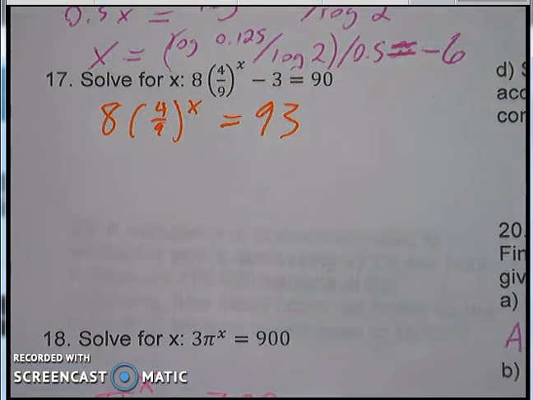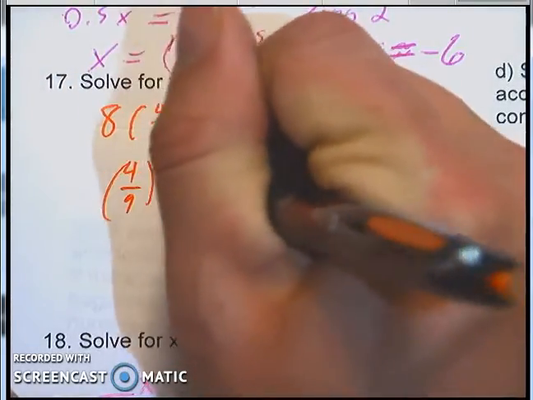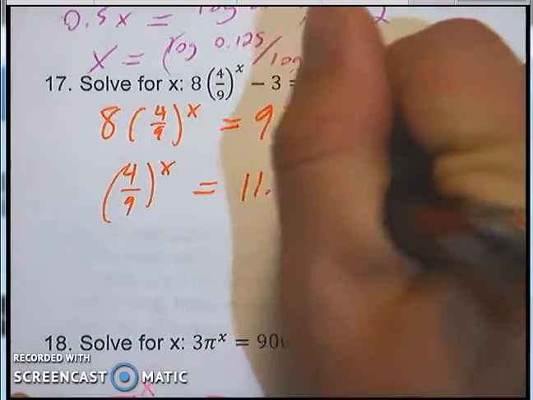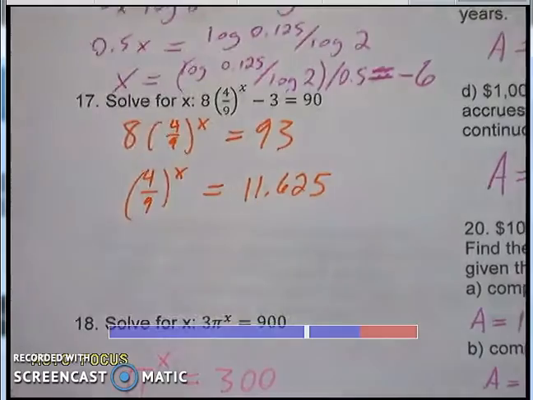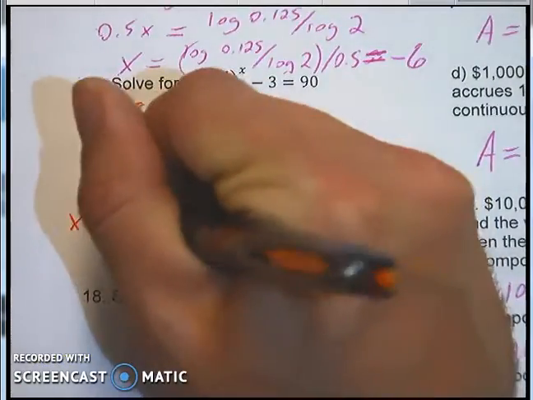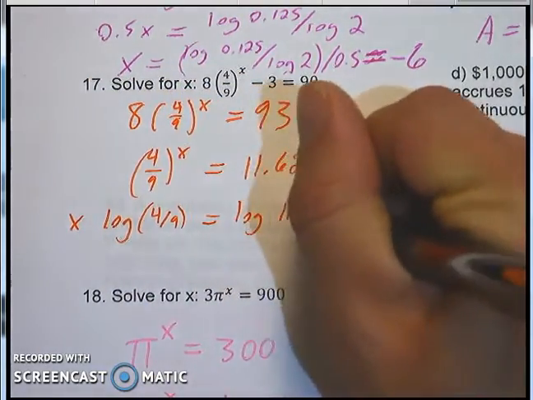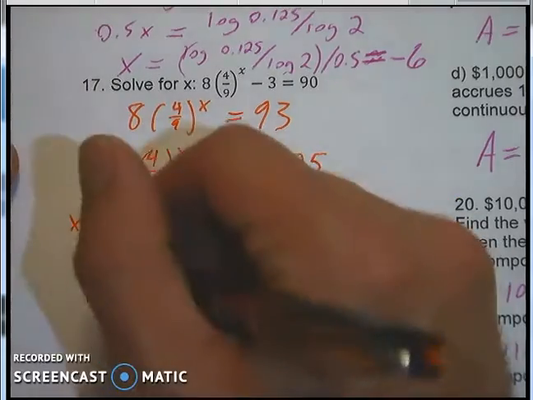And then divide both sides by 8. 4/9 to the x equals 93 over 8, which is 11.625. Now we want to go ahead and take the log of both sides. So make it x log 4 over 9 equals log of 11.625. Then the last step to get the x by itself is divide both sides by log of 4 over 9.